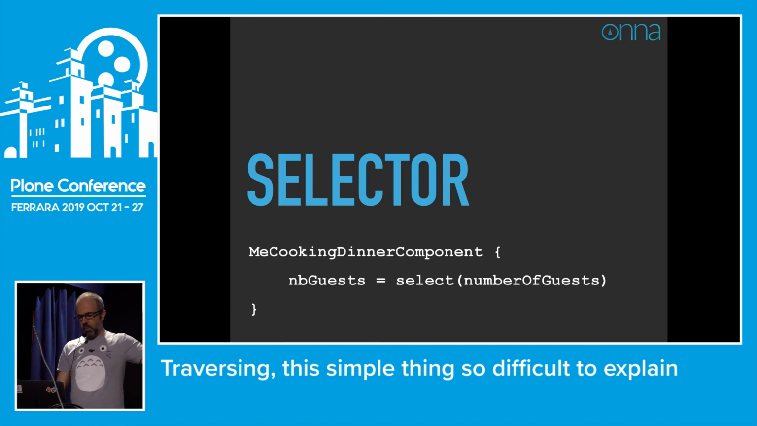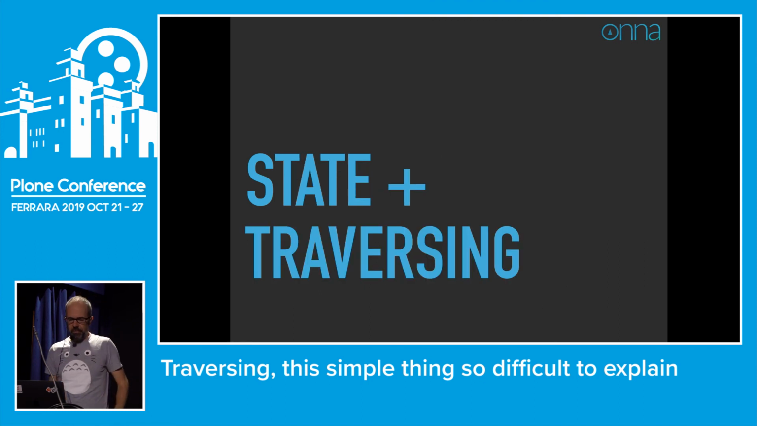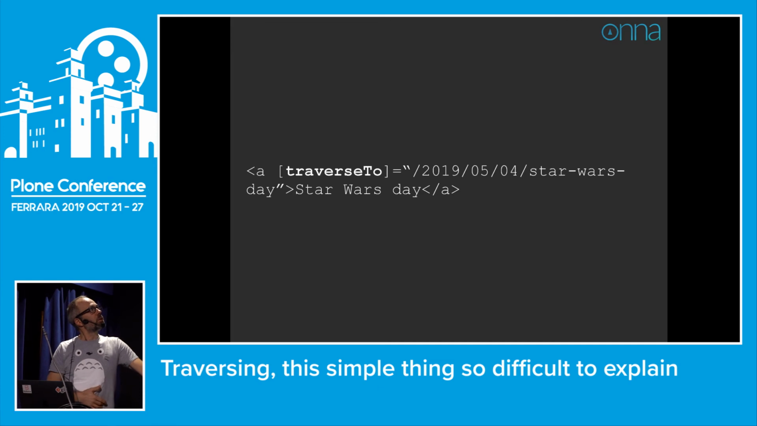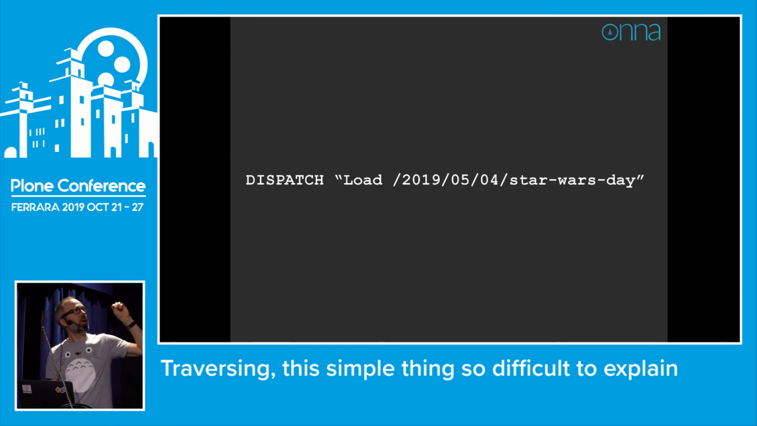So that's the principles. Now, state and traversing. Let's connect the two concepts. Okay? So you could imagine something like this. Instead of routing, you could use a directive like traverse to something, and you pass a path to that, right? So this page would be on your application on the front side, and you have a link. Well, when you click on this link, it will dispatch, load this path.